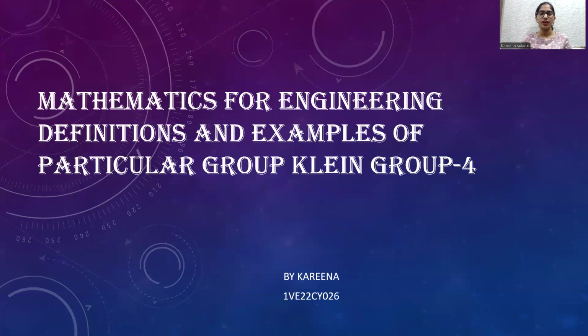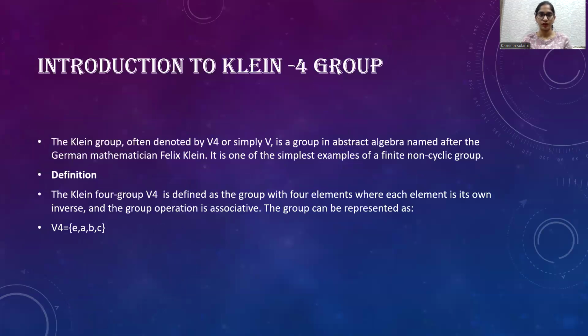And the topic is definitions and examples of a particular group, the Klein group. To begin with, what is the Klein group? It is often denoted by V4 or simply V. It is a group in abstract algebra named after the German mathematician Felix Klein. It is one of the simplest examples of a finite non-cyclic group.